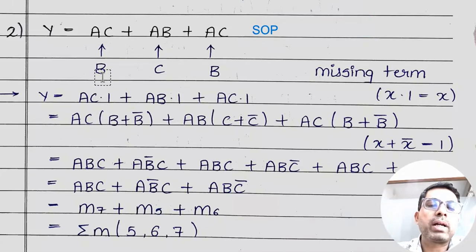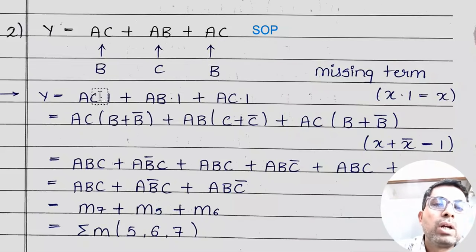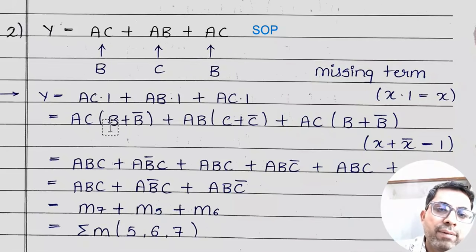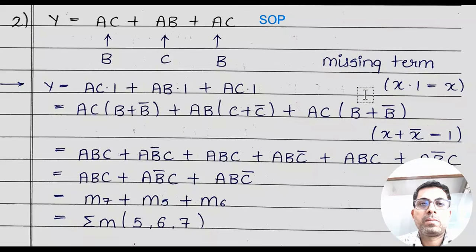So in the sum of product form of equation, the second step is we need to find out what variable is missing in the first term, what variable is missing in the second, and what variable is missing in the third. In the first case, that is AC, which variable is missing? That is B. So what I have written here is B plus B bar. AC is as it is, and B plus B bar, plus AB.